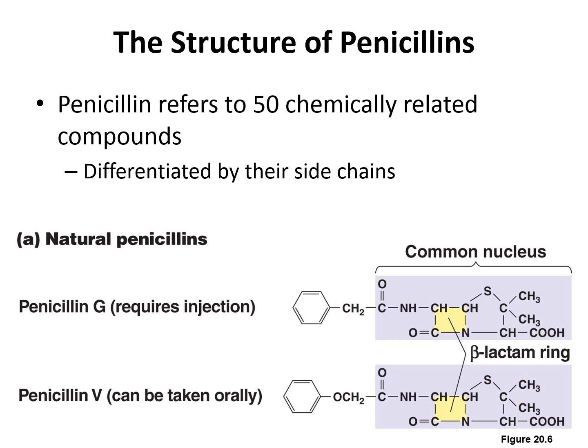Penicillin refers to 50 chemically related compounds that are all differentiated by their side chain. So what that means is if we were to look at all 50 different penicillins, we would see that they basically have this same structure, every last one of them. It's called the common nucleus. And then the chemistry that's outside of that common nucleus is going to be different.